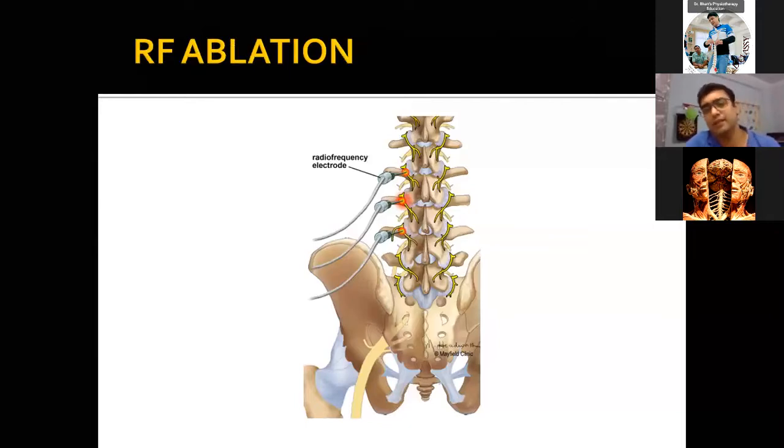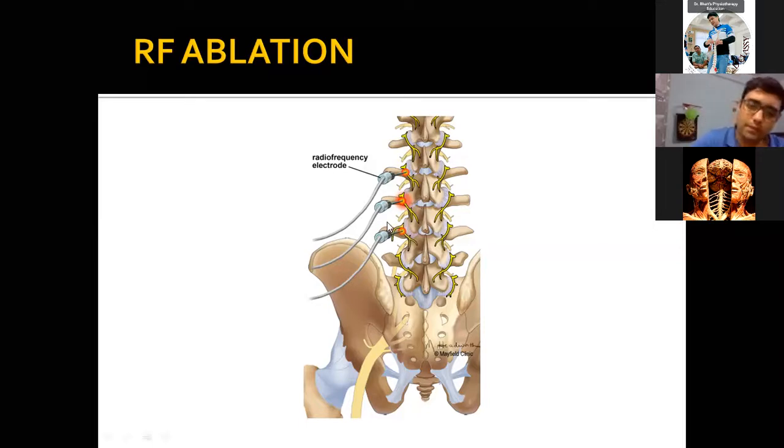Radiofrequency ablation, again, is an extrapolation of the steroid injection. Steroid injections, as can be argued, can have temporary effects. In radiofrequency ablation, the nerve is basically burned. The nerve supplying that particular facet is burned.